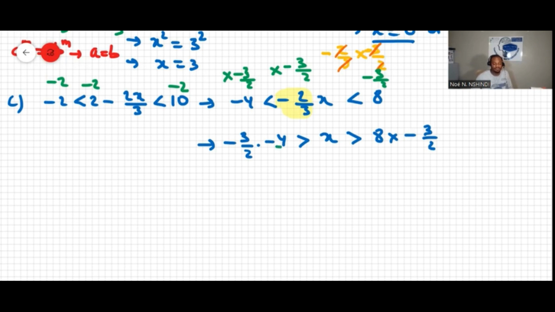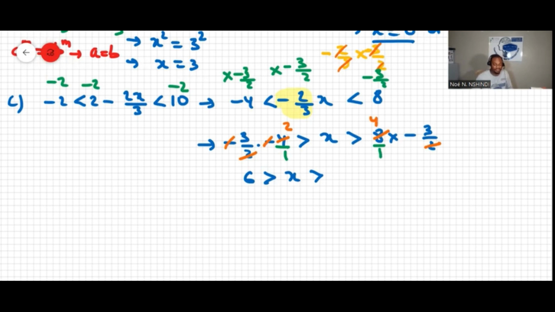There is an invisible one there also, so we can simplify. Negative and negative cancel, 2 and 4, we're left with 2 there. So this will make 2 times 3, 6. So 6 is greater than x. X is greater than, there also we simplify that, and we're left with 4.